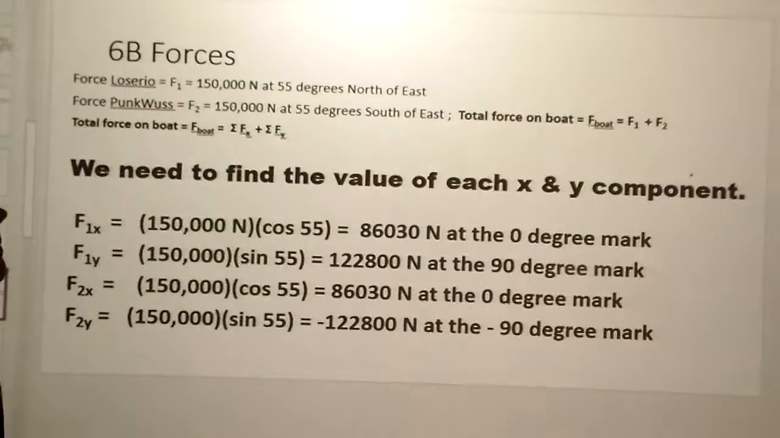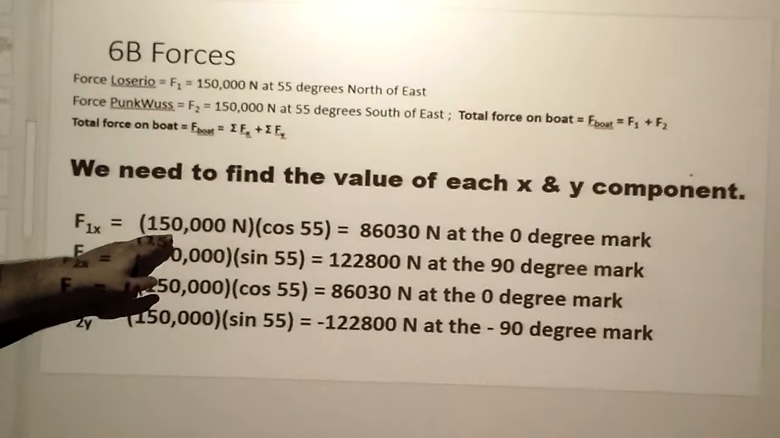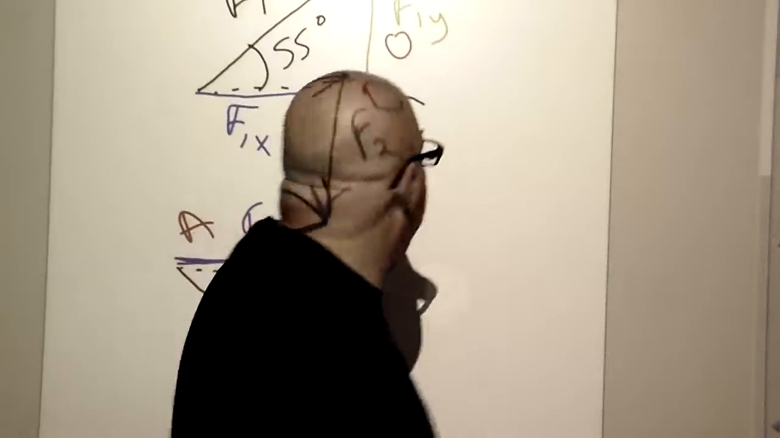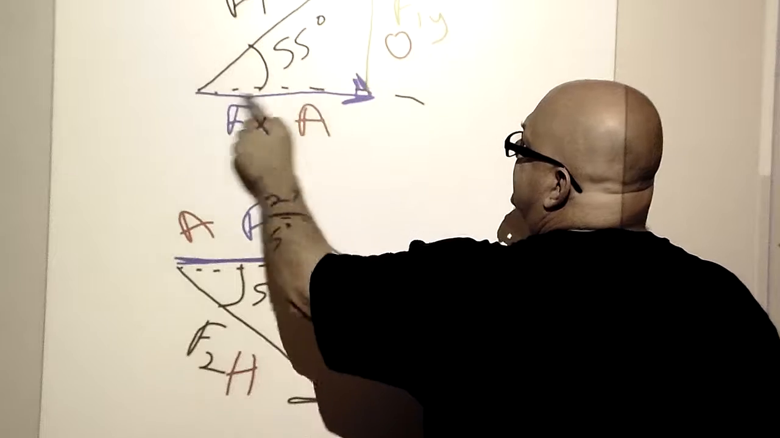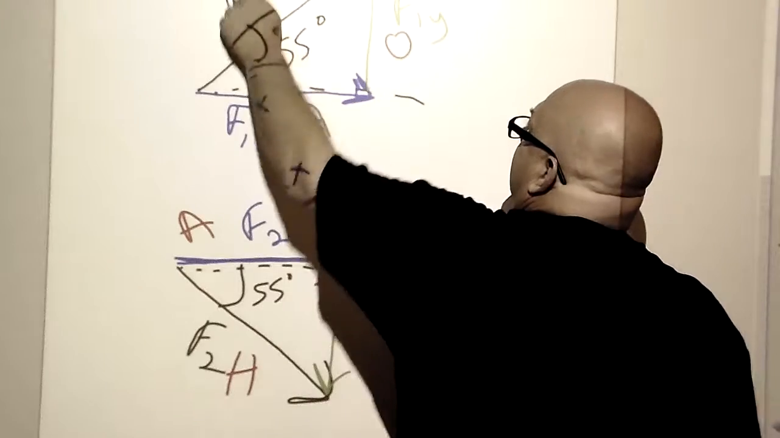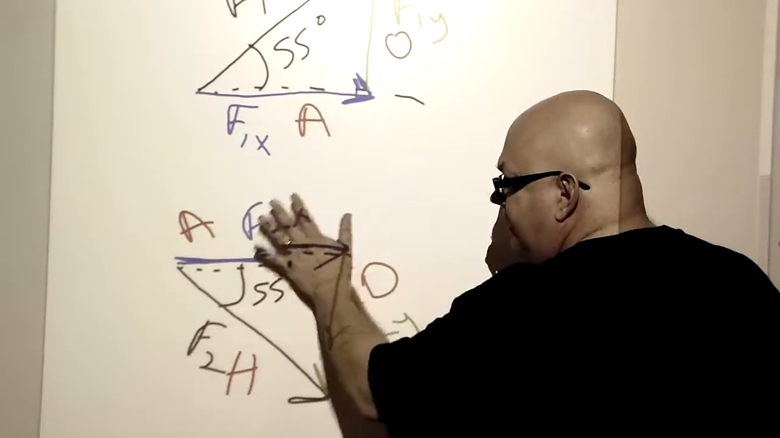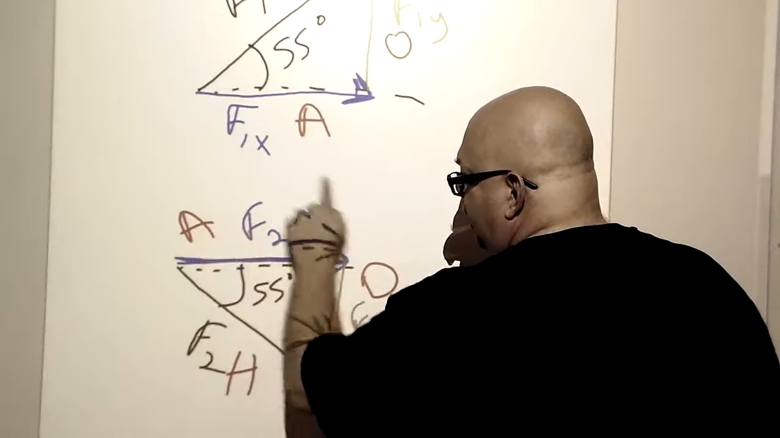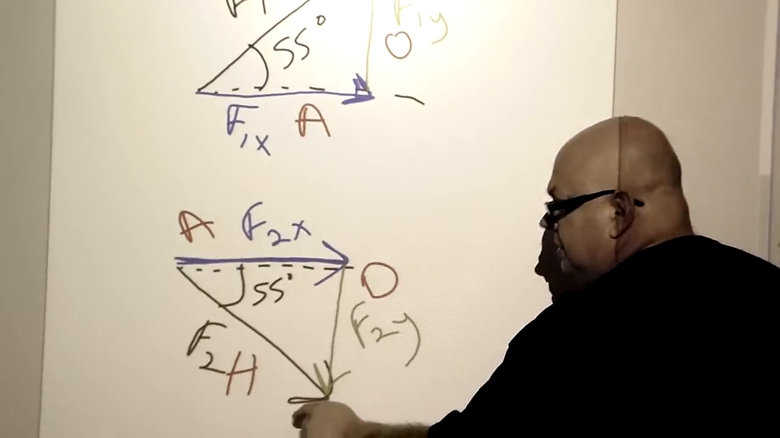Now we've set everything we're looking at. We need to find the value of each x and y component. So now this is where SOHCAHTOA comes in. Remember, sine is opposite over hypotenuse, cosine is adjacent over hypotenuse. So if we look at F1 in the x and go back to our picture, this has to be the cosine of 55 degrees, the adjacent divided by the hypotenuse. Same thing with F2 in the x direction: the cosine of 55, the adjacent, divided by the hypotenuse.